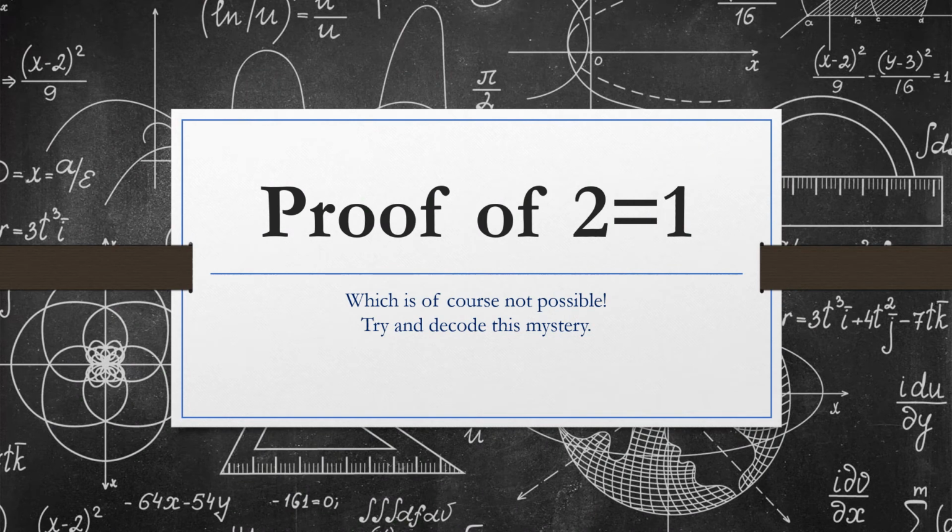Hello everyone. In this video, I am going to explain to you the proof of 2 is equal to 1. Now from your rational thinking, you can understand that this is of course not possible. How can 2 be equal to 1? But algebraically, I can prove to you that 2 is equal to 1.